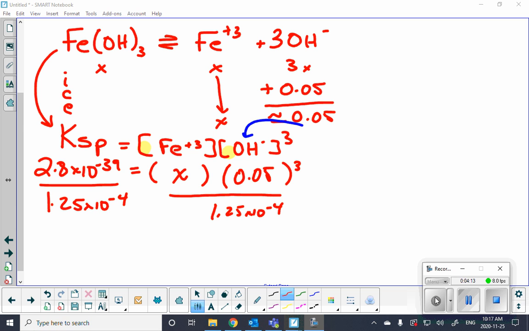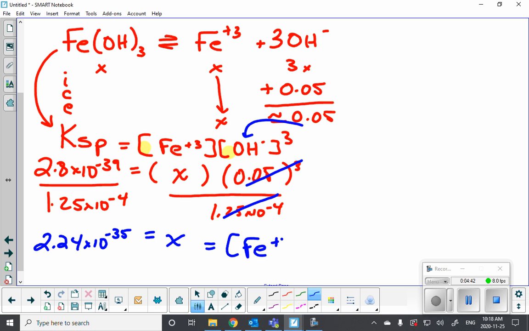So 0.05 cubed is 1.25 times 10 to the minus 4, so that cancels there. This will give us our value for X. And when we solve for X, a value of 2.24 times 10 to the minus 35 is our value for X. Now, again, don't get into the habit of stopping at the math. Make sure you answer the question. At this point, we've just done math. The final answer then, what is X? X is the concentration of that iron plus 3 ion, which was what was asked in the question.